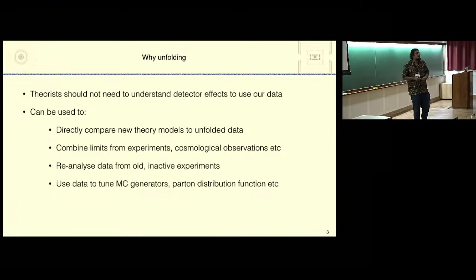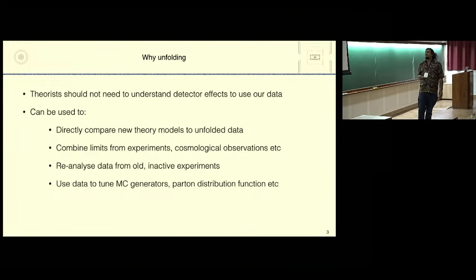The other thing is reanalysis of old data. For example, when an experiment ends, of course, experimentalists move on to a new current experiment. And so you won't always have a whole bunch of experimentalists waiting for you if a theorist says, wait, I actually want this kind of observable from this old experiment, you will not be able to do that. So once you unfold your data, it becomes much more usable. And anyone new can pick it up and use it without having to worry about all the detector effects.